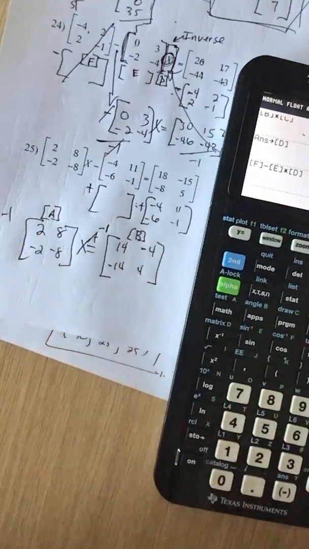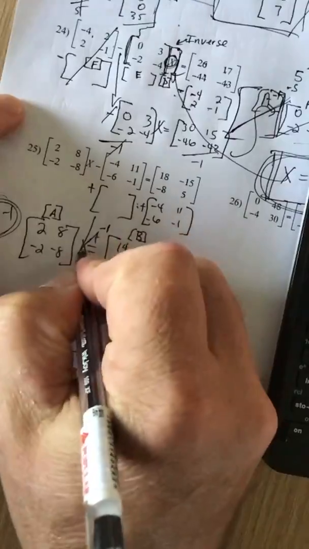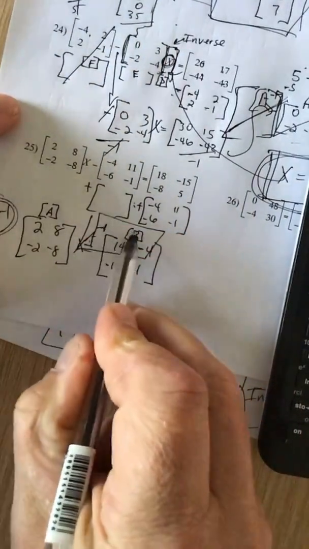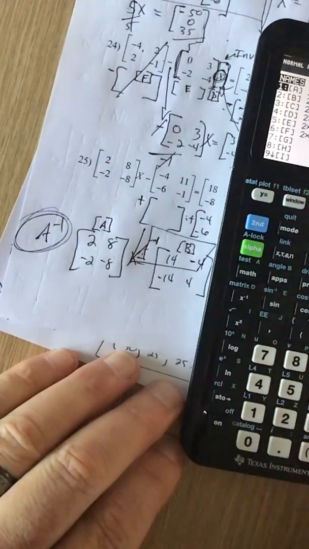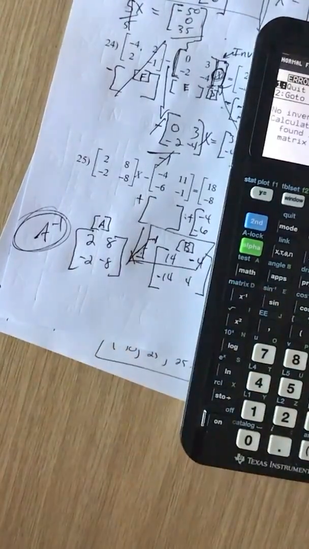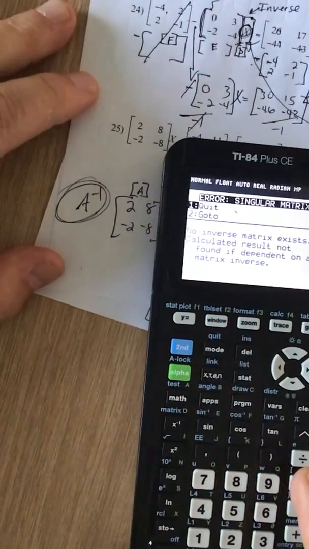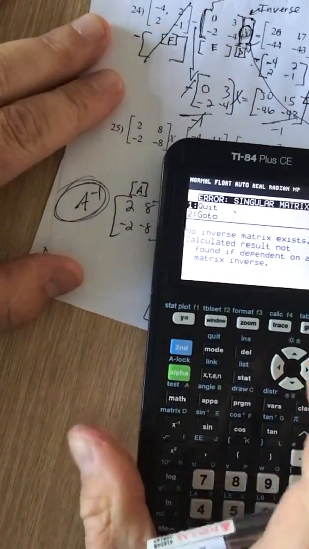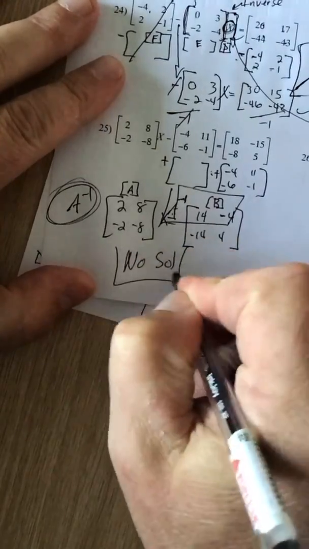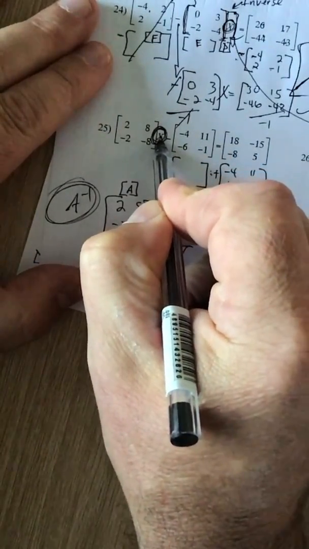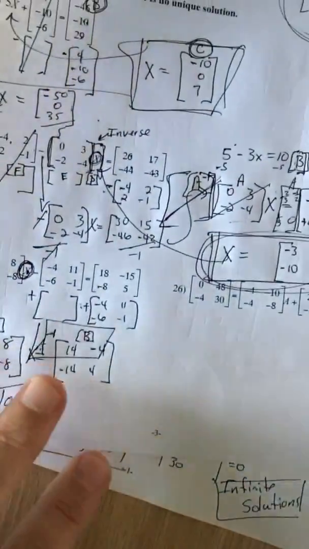Okay, so I need A's inverse. So I need to multiply both sides by A inverse. So this is really what I need to type in right there. A's inverse times B. There's A's inverse. Oops, you can't see it. Well, A doesn't have an inverse. Okay, well that means there's no inverse of this matrix. That means there is no solution to this. There's no matrix you can put right there to make this answer.